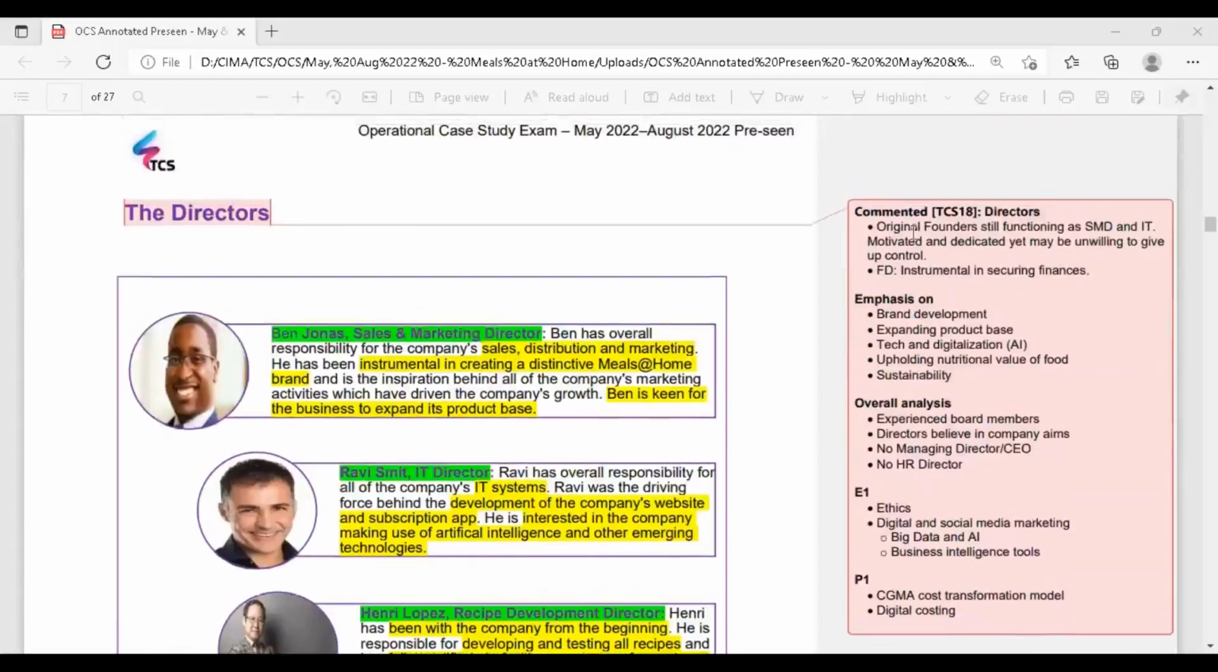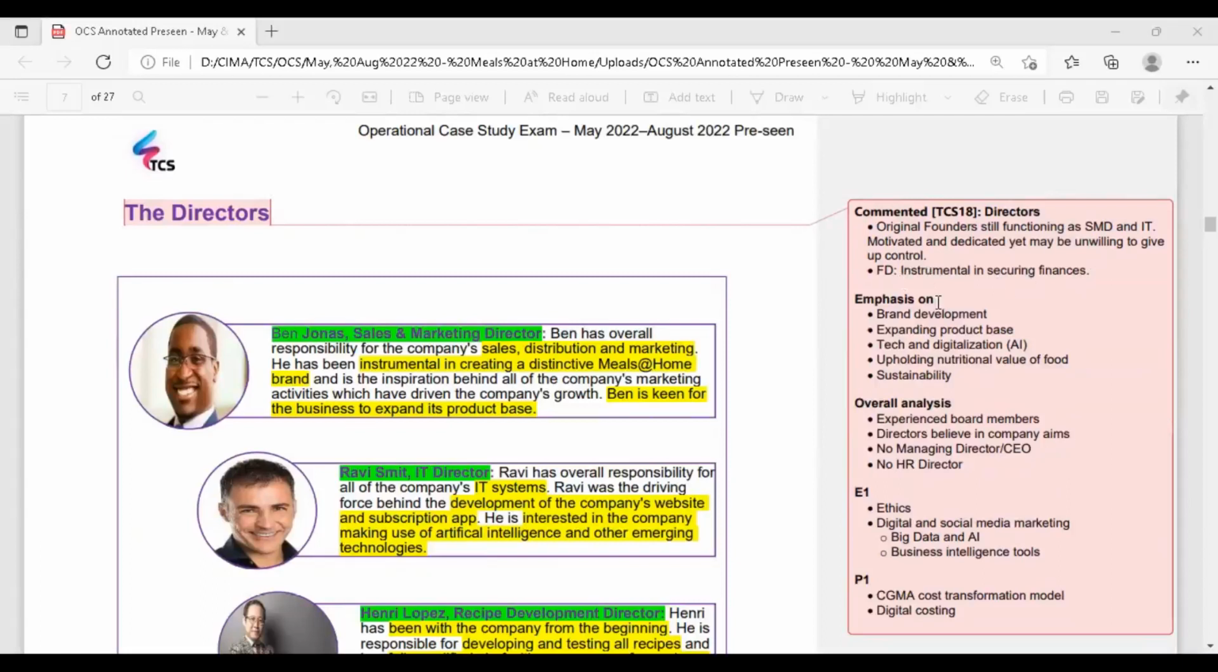Okay, so directors, the original founders are still functioning as the sales and marketing director and IT director. They seem to be motivated and dedicated, yet may be unwilling to give up control because this is a small company. That is usually the case. And the finance director has been instrumental in securing finances.